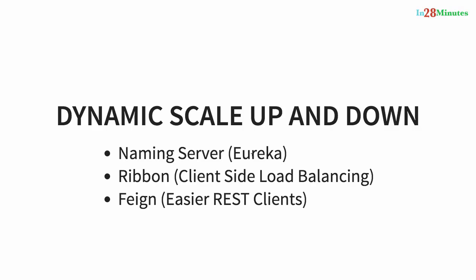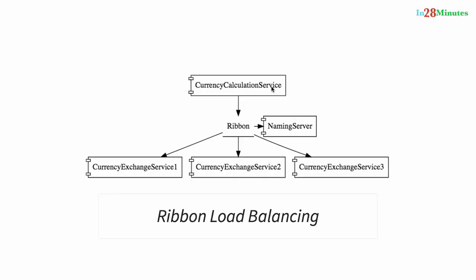The naming server has two important features. One is service registration. So all microservices can register with the naming server. The second one is service discovery. So in this example, the Currency Calculation Service can ask the Eureka naming server, "Hey, naming server, give me the current instances of the currency exchange service," and the naming server would provide those URLs to the currency calculation service. This helps to establish a dynamic relationship between the currency calculation service and the instances of the currency exchange service.